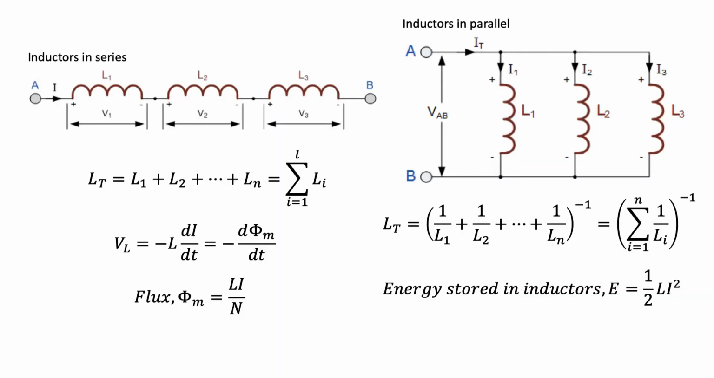For inductors in series, the equivalent inductance is just the sum of the individual inductances, since the voltage across the inductor is proportional to the inductance. In parallel inductors, the equivalent inductance is just the reciprocal of the sum of the reciprocal inductances. The energy stored in an inductor is proportional to the inductance and the square of the current through the inductor.